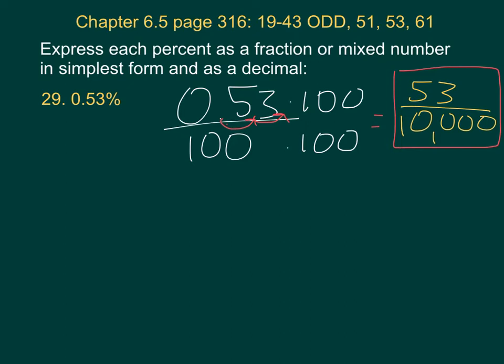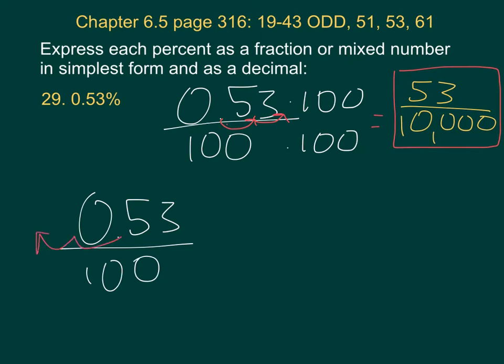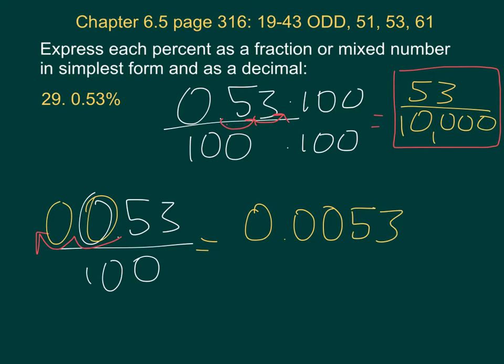Moving the decimal point over 2 when we divide by 100 to get the decimal version, I have to move it 2 spots that way. And I'm going to end up with 0.0053 as my decimal version. So 0.53% is the same thing as 53 ten-thousandths and 0.0053.